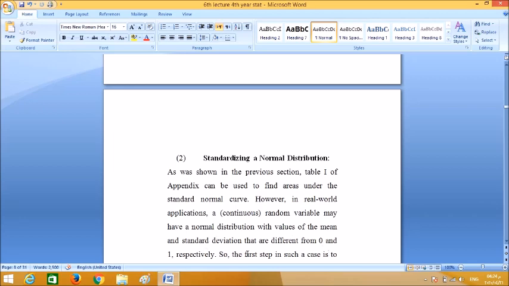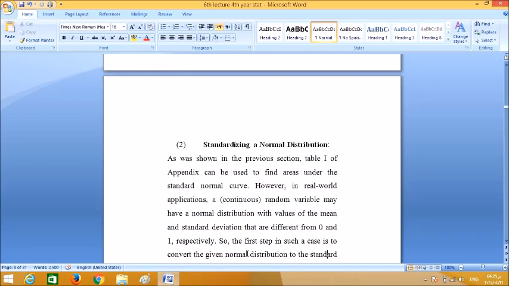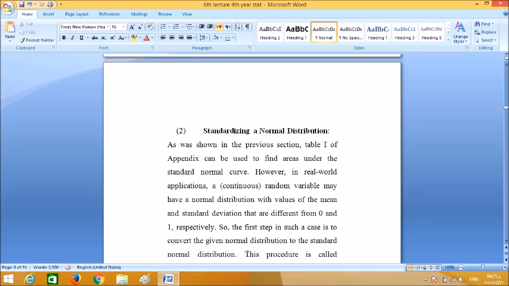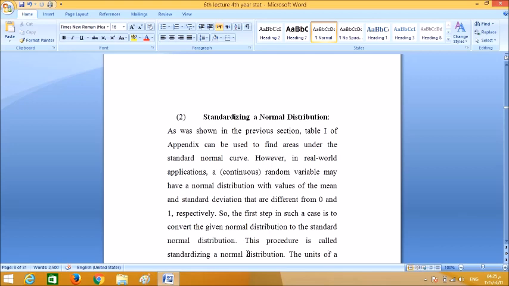So the first step in such a case is to convert the given normal distribution to the standard normal distribution. This procedure is called standardizing a normal distribution. So here, what's the meaning of standardizing a normal distribution? Transfer any normal distribution to be a standard normal distribution with mean equal 0 and standard deviation equal 1, right?